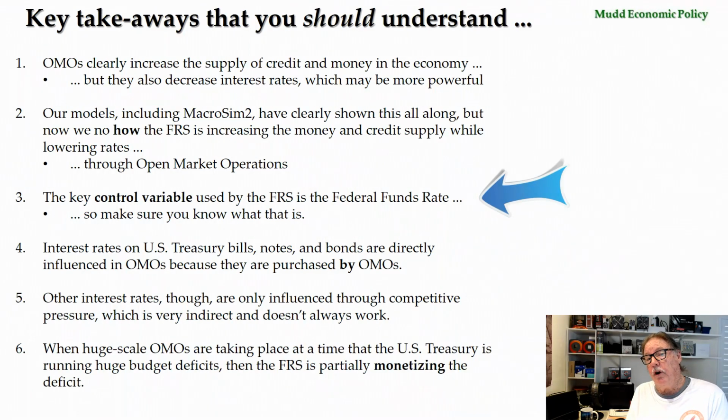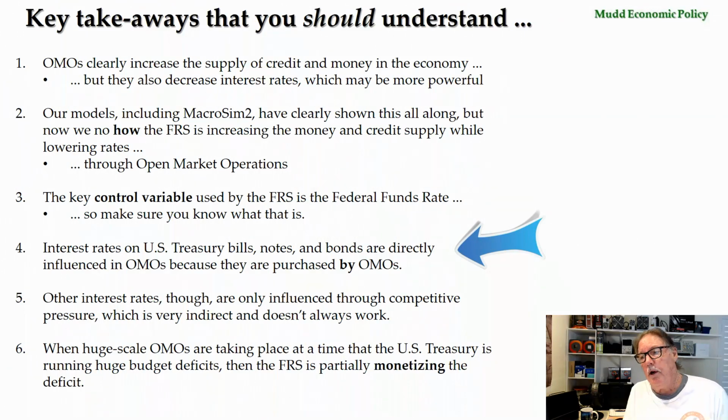The key control variable used by the Federal Reserve System is the federal funds rate. So remember that, and remember what the federal funds rate actually is. It's the annualized overnight lending rate on bank reserves for interbank loans. Interest rates on U.S. Treasury bills, notes, and bonds are directly influenced in open market operations because they are purchased through the open market operation. Obviously, buying these bills, notes, and bonds in large quantities is going to affect their yields. But other interest rates, though, are only influenced through competitive pressure, which is indirect and doesn't always work.